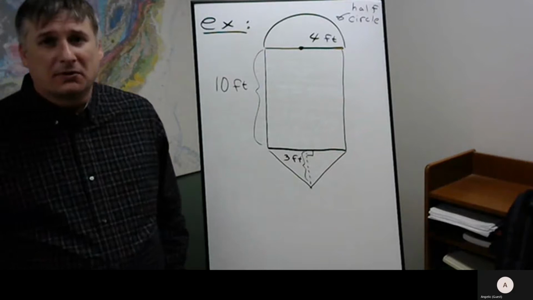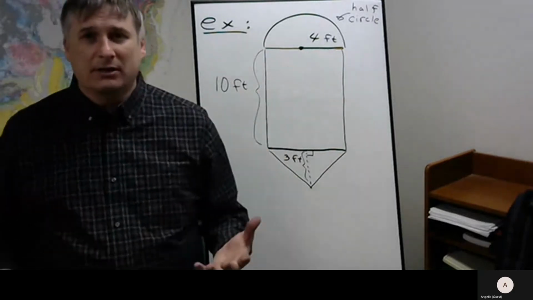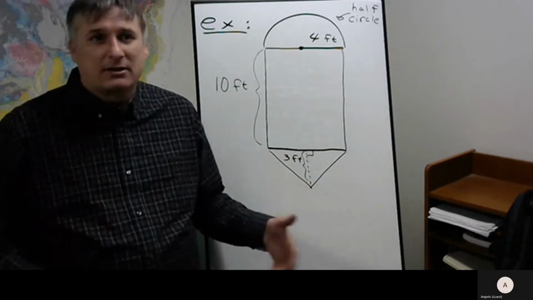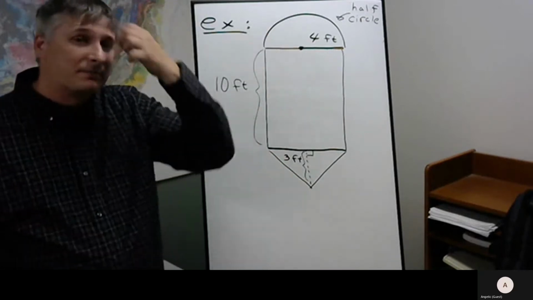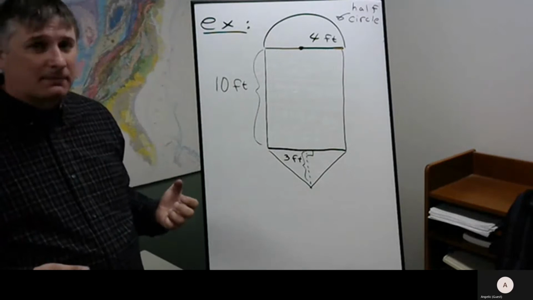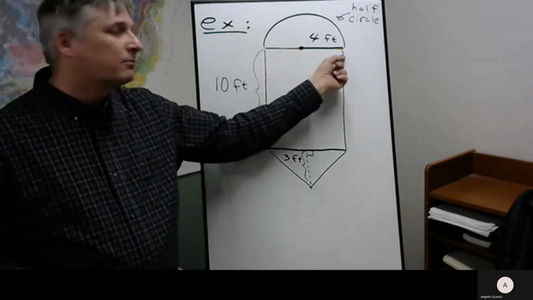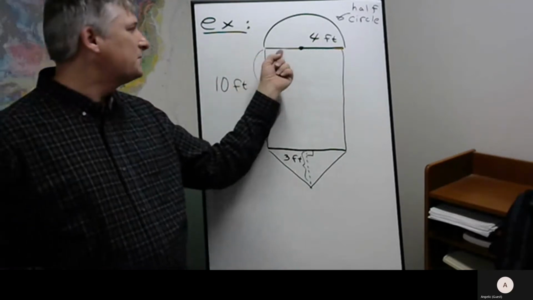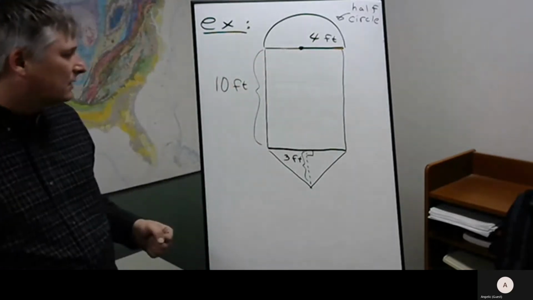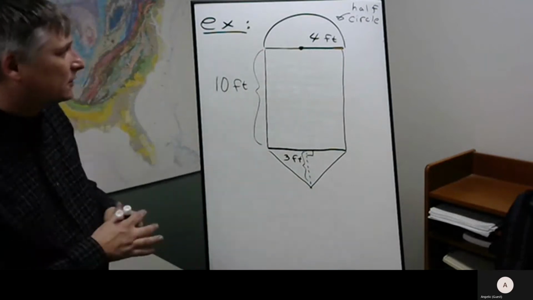Now, what are the things that we're missing? Well, for the area of the half circle, all we need is the radius. Area is pi times the radius squared. So we've got the area of the half circle right away. But we don't know this side of our rectangle. We have this, but we're missing this. So what can we do? Well, there's a way we can do this.